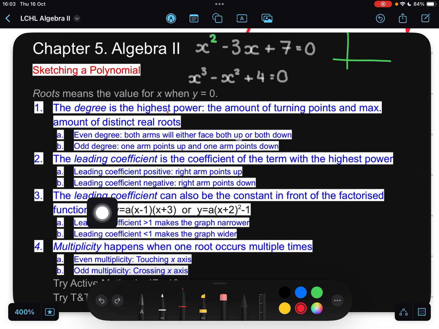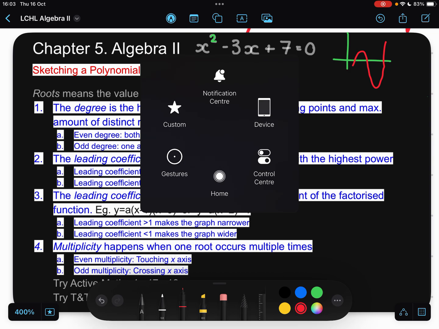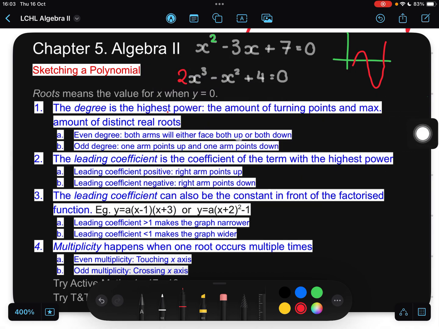Likewise, the leading coefficient, if there's a number in front of this x cubed or this x squared, it can just change how narrow the graph is. So if, for example, there was a 2 in front of this, instead of maybe looking like this, it would instead be quite narrow like that. So it changes how narrow the graph looks. Or likewise, it can make it less narrow, so more wide.